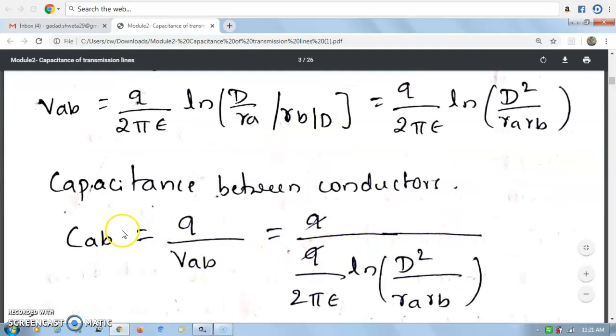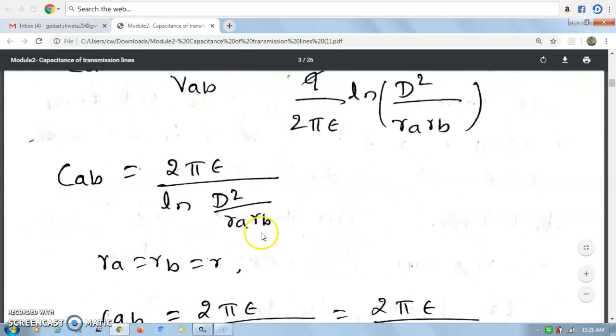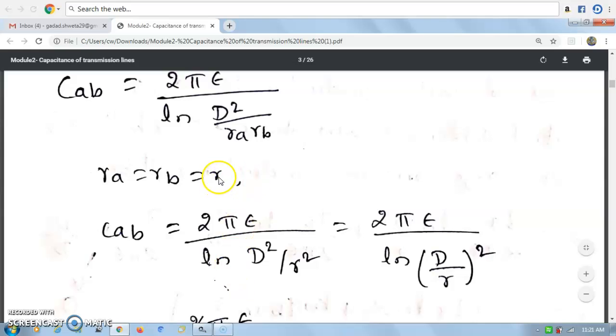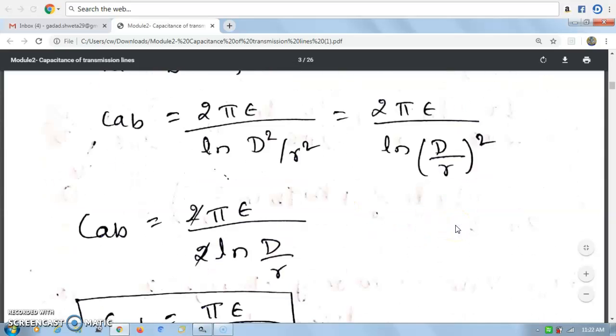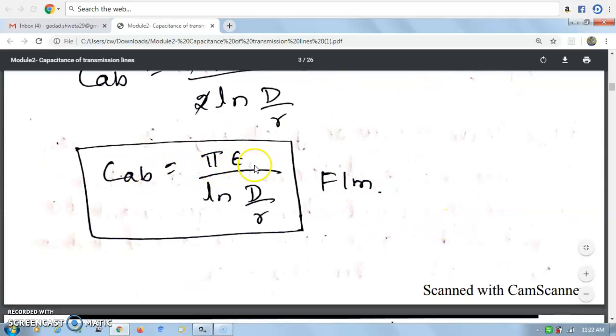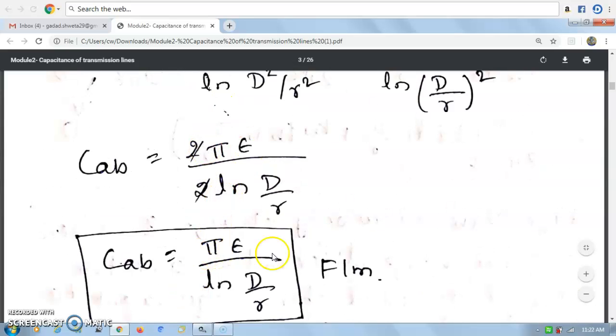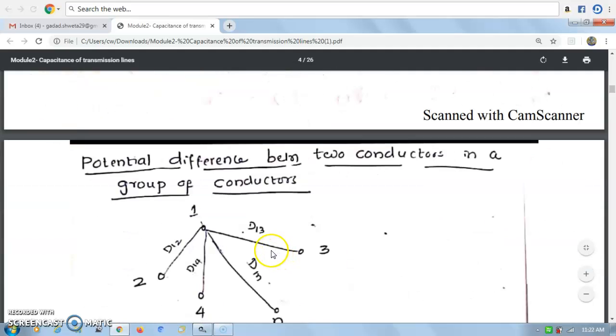Next, C is equal to Q divided by V. Write the capacitance: CAB is equal to, therefore, RA and RB, the radii of conductors A and B, are equal to radius R, which I have taken as common. Therefore here R square, D square by R square, you will get D by R whole square. You have to take this whole square here, 2 ln of D divided by R. So CAB is equal to pi epsilon divided by ln of D divided by R, since the 2 cancels, in farad per meter.